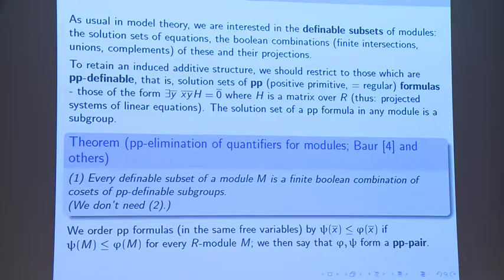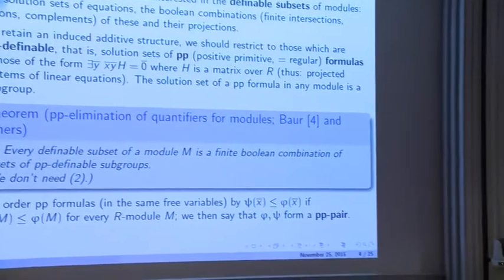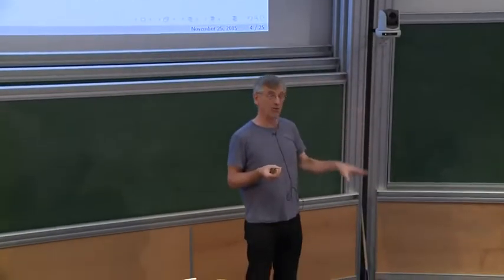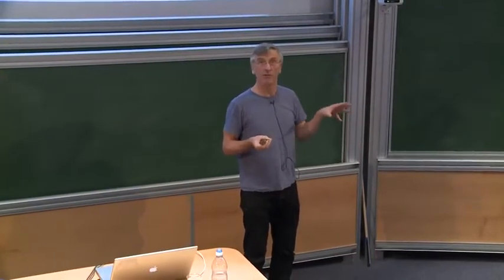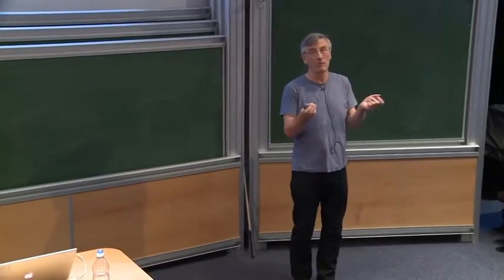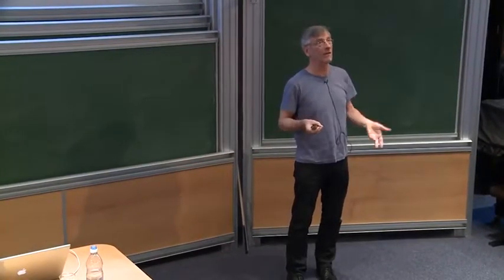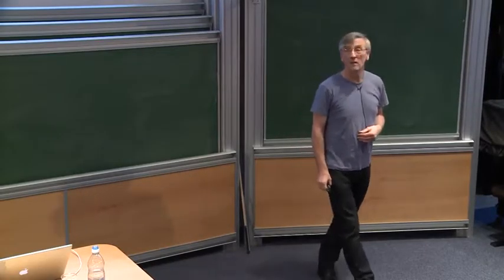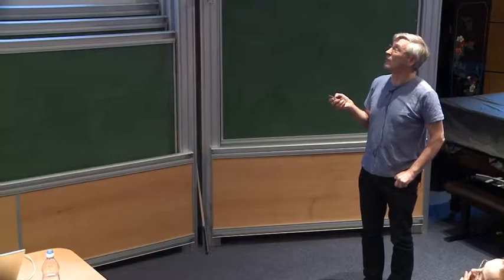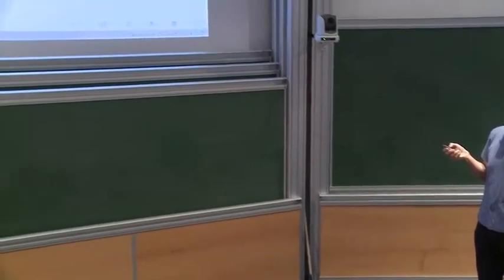There are no relations in this language, so let me say this for languages without relations. Solution sets of equations, finite Boolean combinations, intersections, unions, complements of those, and projections of those. Those are the definable subsets. Those operations correspond to the logical Boolean connectives and, or, not, and the existential quantifier. So you're interested in what you get by looking at solution sets of equations and projecting them.